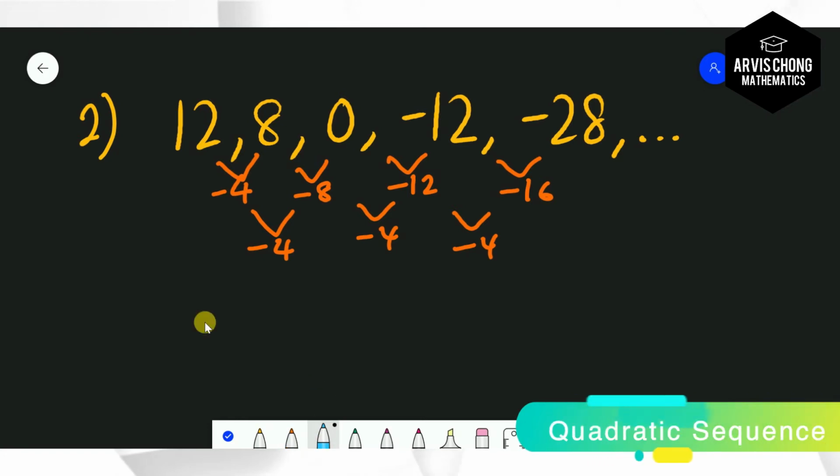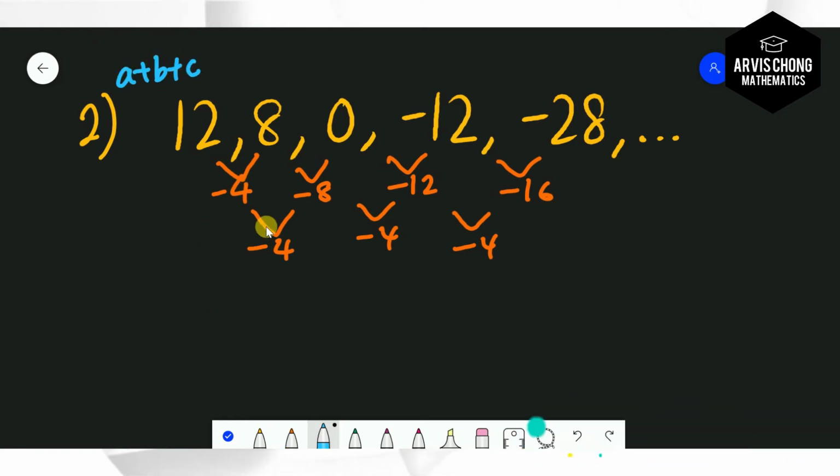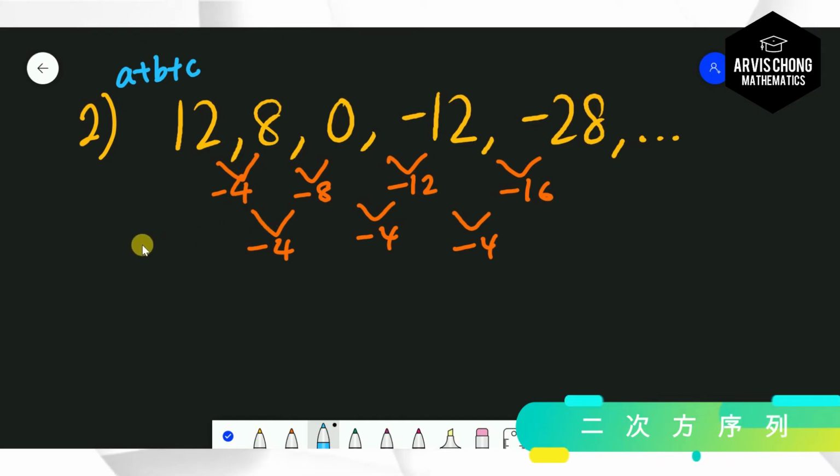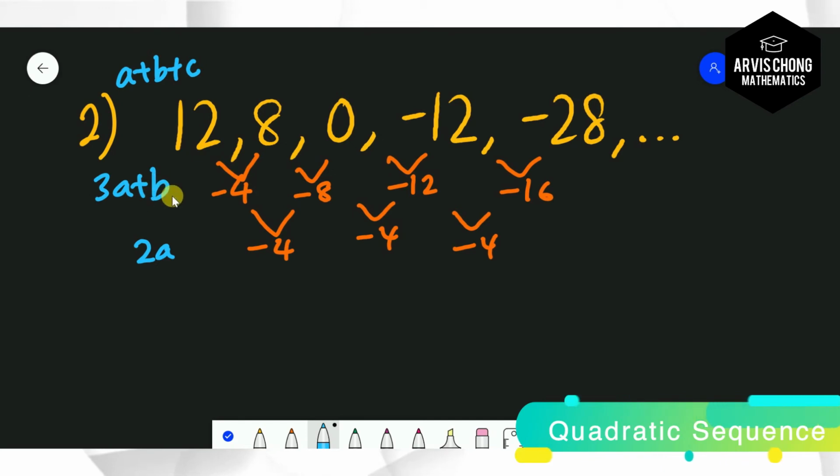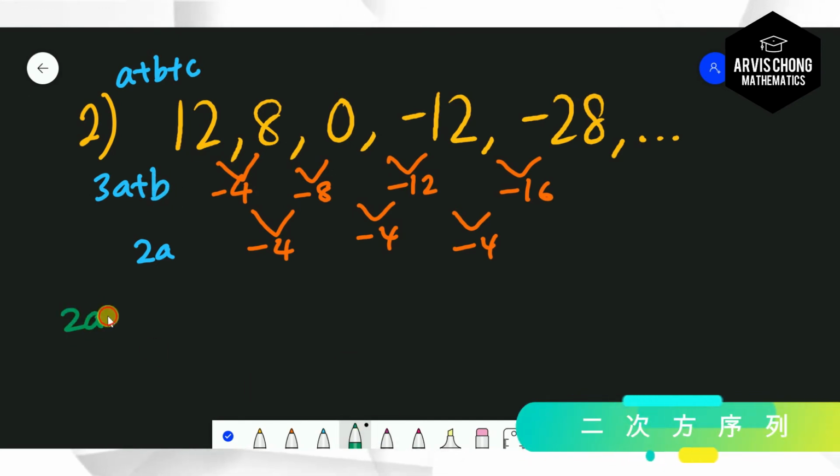So the first layer is A plus B plus C. Then the third layer is 2A, right? And then the second layer will be 3A plus B. So we need to find the values of A, B, and C one by one. Okay, so 2A equals negative 4, right? So my A will be negative 2, right?